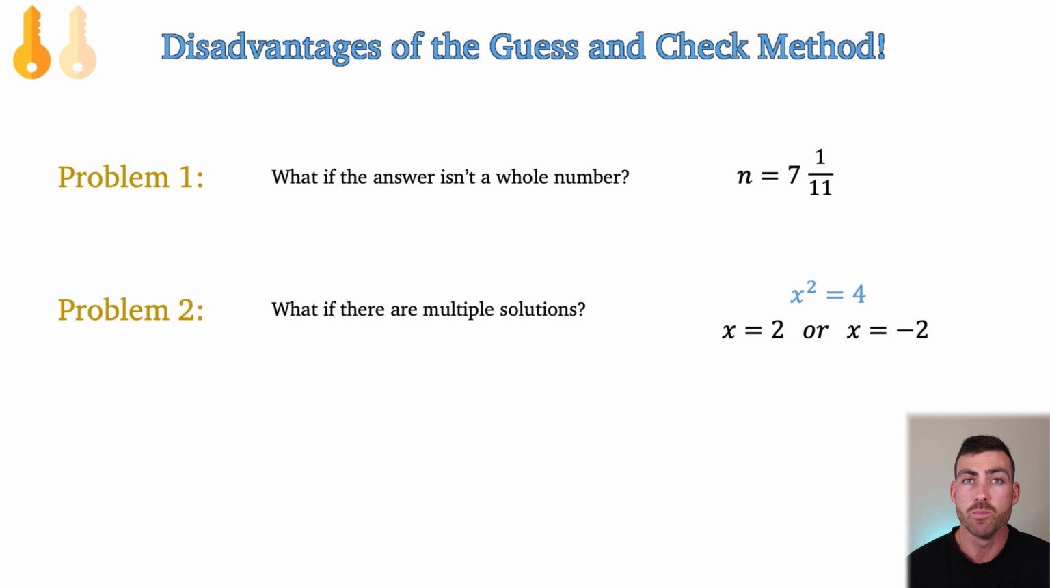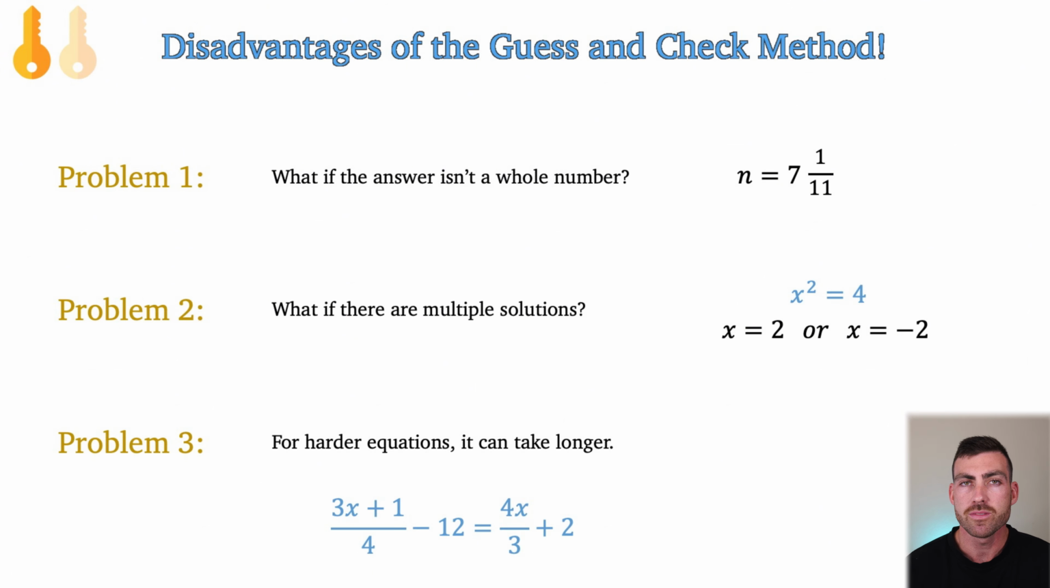Some equations have more than one correct answer. For example, x equals 2 or x equals -2. The guess and check method won't remind you to check both. Problem 3. What if the equation is really hard? For simple problems, guessing might work, but for more complex equations, it could take forever.